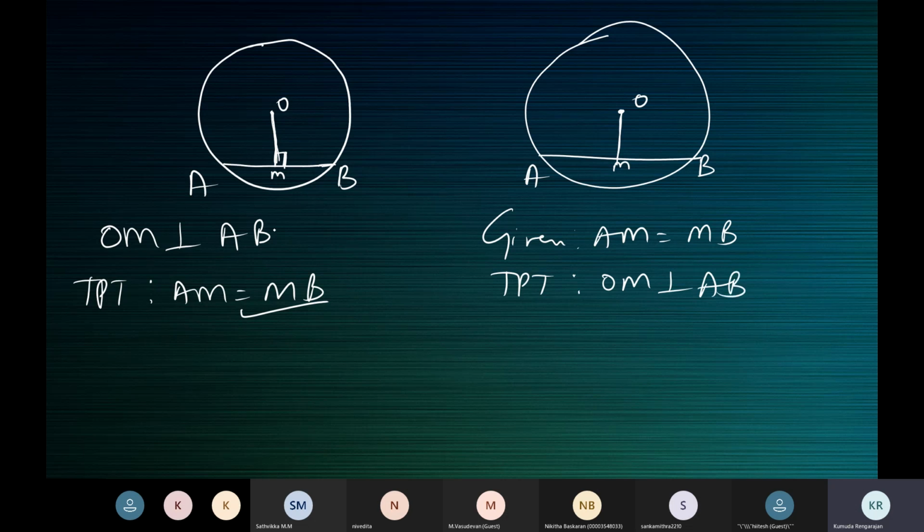So see here, given OM perpendicular to AB, we prove AM is equal to MB. Here, given AM is equal to MB, we prove that OM is perpendicular to AB. So this is the theorem and this is the converse.